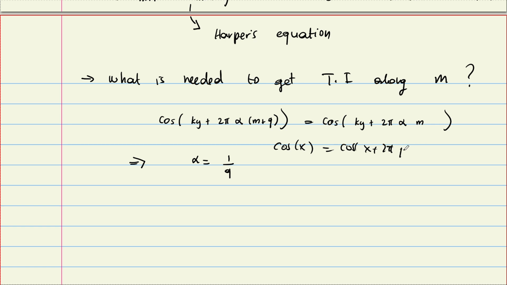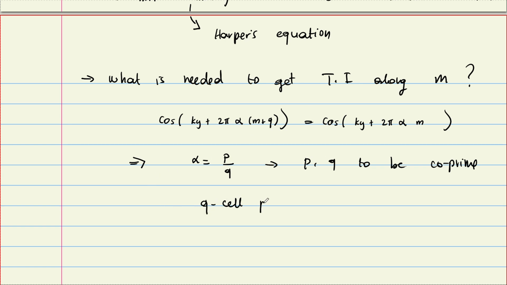But I can also say p times. I can also transform the cosine p times, and these two are supposed to be integers, and if we also choose p and q to be coprime, then we have translational invariance along the x direction. So the result is q cell periodicity along the x direction. Good.